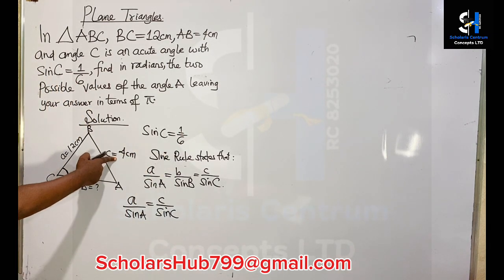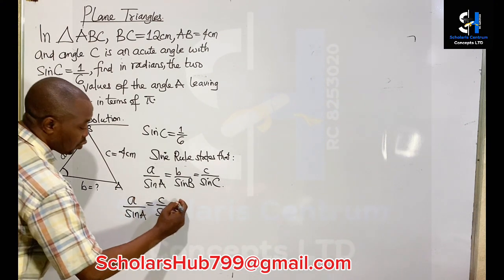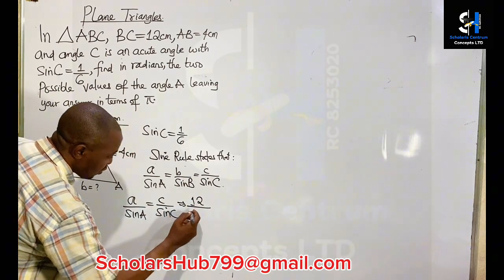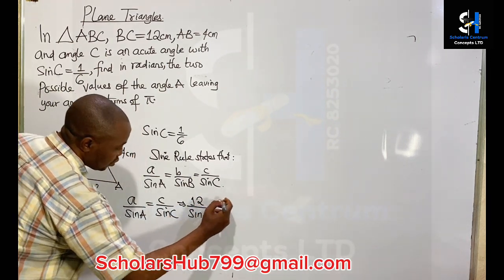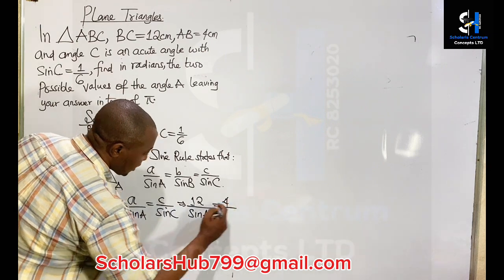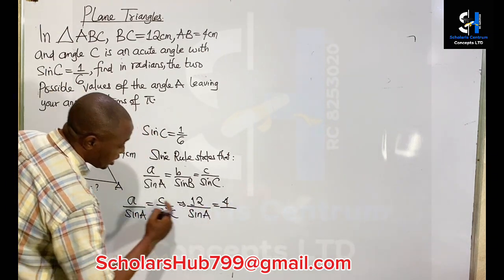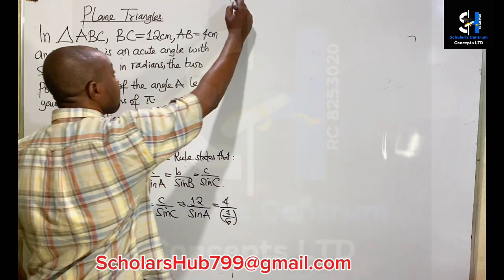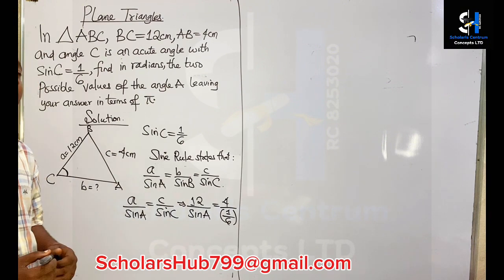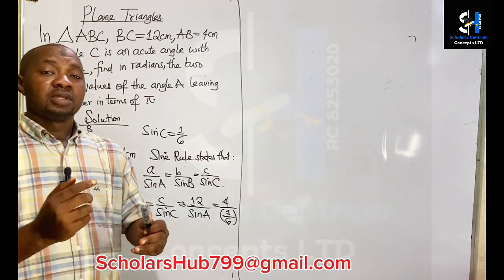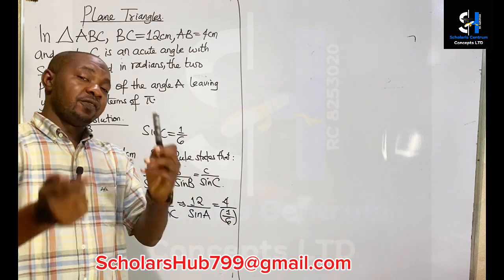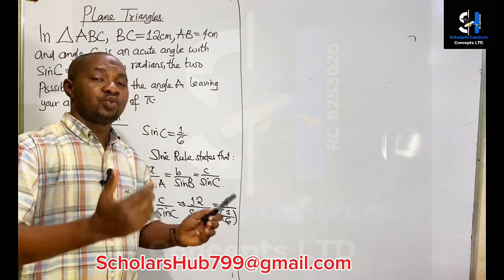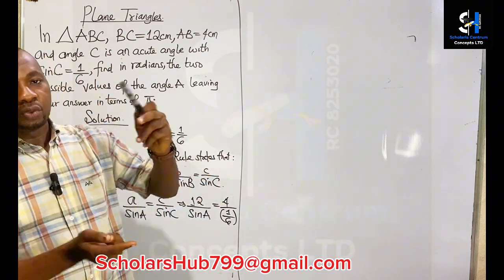We're also given side c to be 4 centimeters, and we know that side a is 12 centimeters. So let's plug in the values. We have 12 over sine A equals side c, that's 4, over sine C, which is 1/6. Now we know that the reciprocal of a fraction is equal to that fraction flipped. That is, the reciprocal of 1/6 will be 6. We flip the fraction, the numerator and denominator switch over.